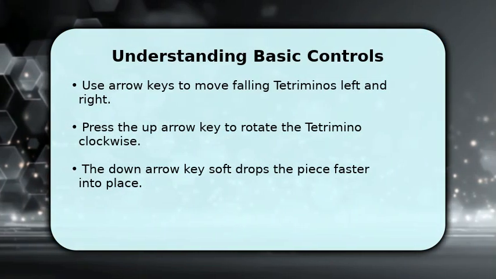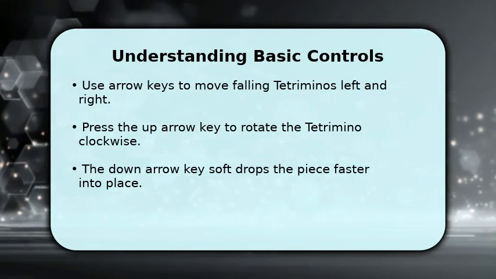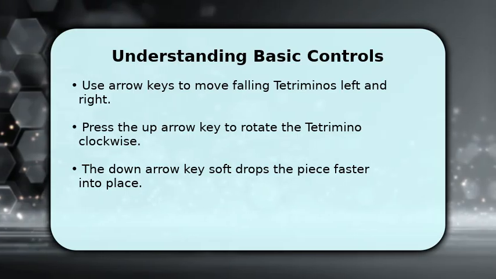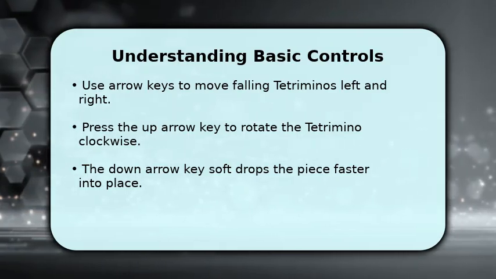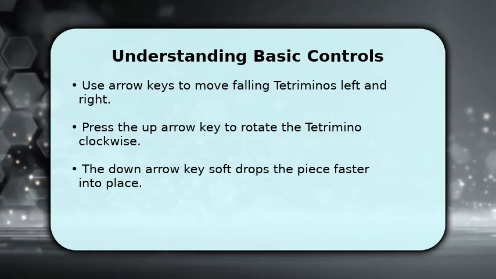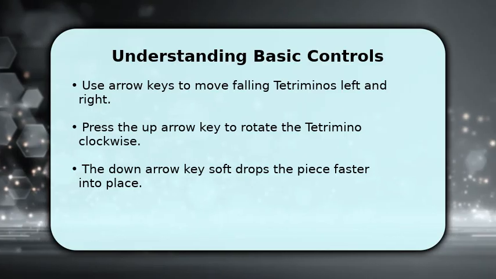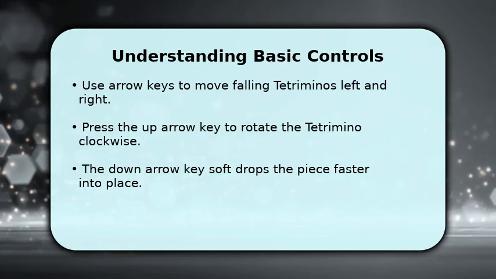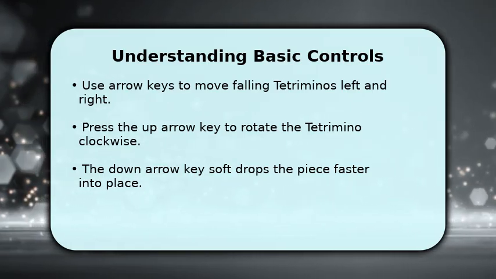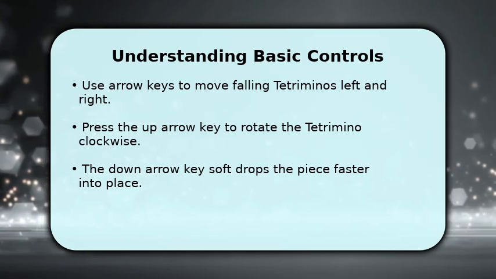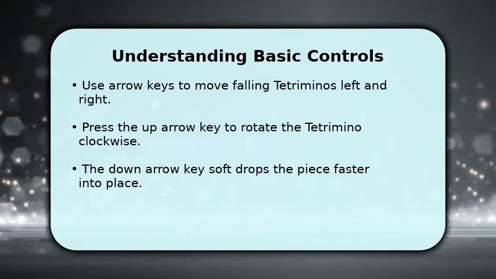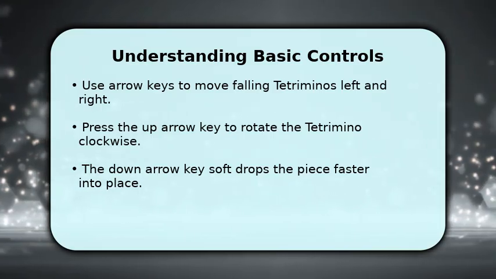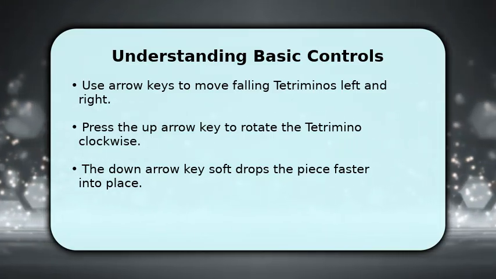Now, let's dive into the basic controls for playing Tetris on your computer. You will primarily use your keyboard. The left and right arrow keys move the falling tetramino horizontally across the playfield. To rotate the piece, simply press the up arrow key, usually for a clockwise turn. For a soft drop, which speeds up the piece's descent, use the down arrow key. When you are ready to lock a piece into position instantly, hit the spacebar for a hard drop. Mastering these 4 basic actions is your first step to becoming a Tetris master.